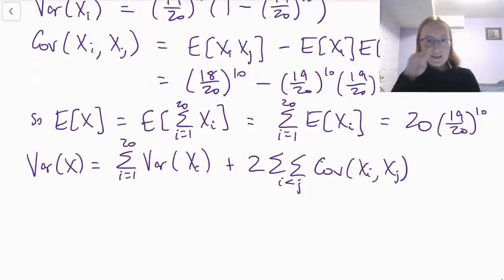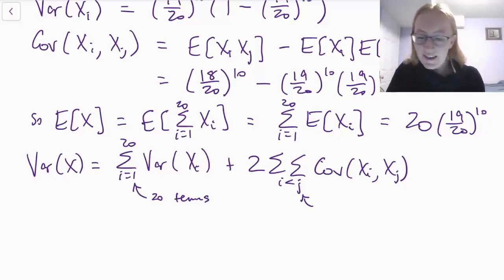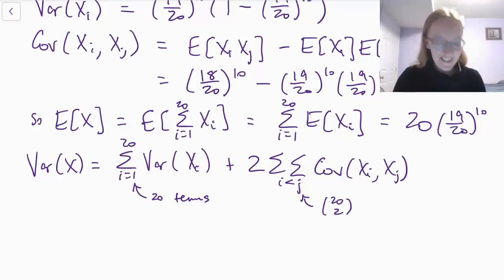So the question is, we know there's 20 terms in this sum here, but how many terms are there in this sum? That's where the hint comes in. It says the number of pairs ij with i less than j is 20 choose 2. So I even gave that to you. That was my one olive branch, I guess. This was a tough question without any guidance. So 20 choose 2 terms.